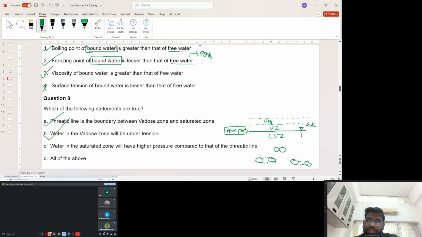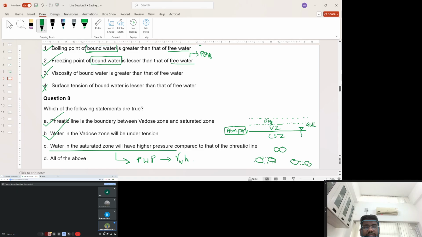Now water in the saturated zone will have higher pressure compared to that of the phreatic line. So water in the saturated zone will have higher pressure. That denotes the pore water pressure, right? So this is pore water pressure. Now pore water pressure depends on the depth. So ideally it is gamma W into H or Z.